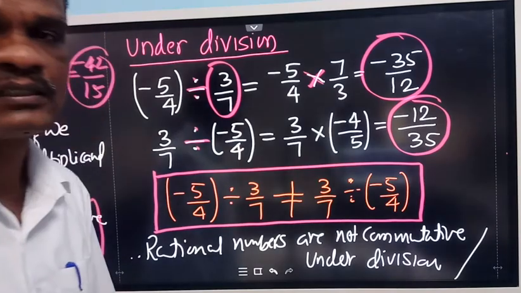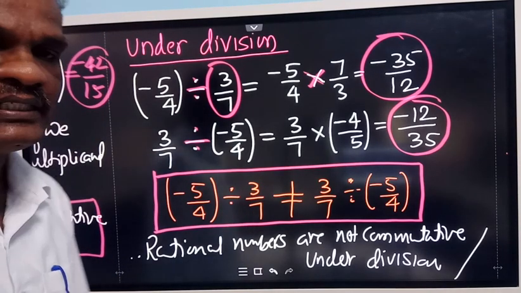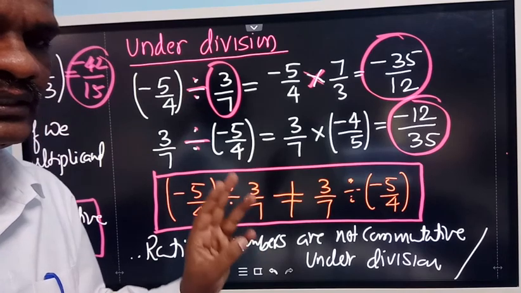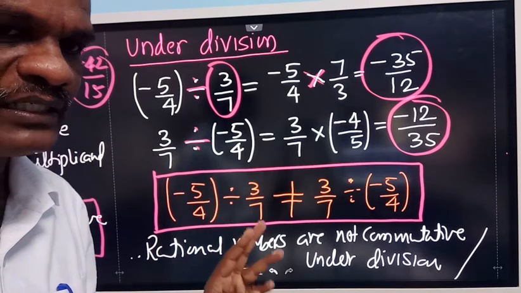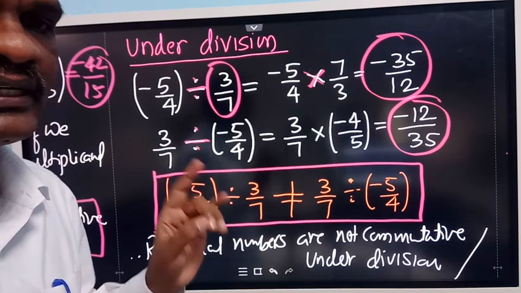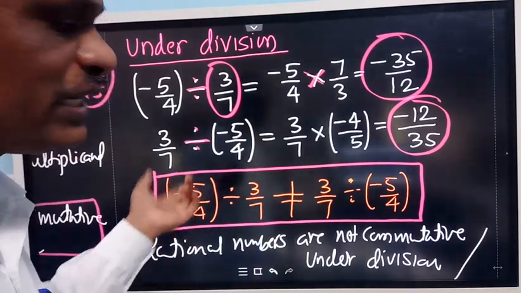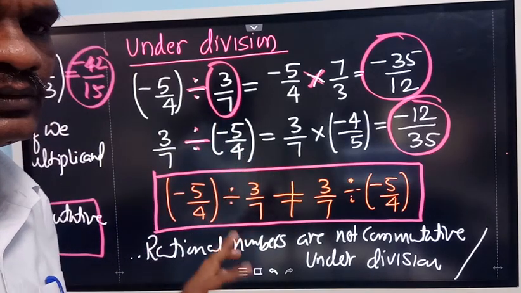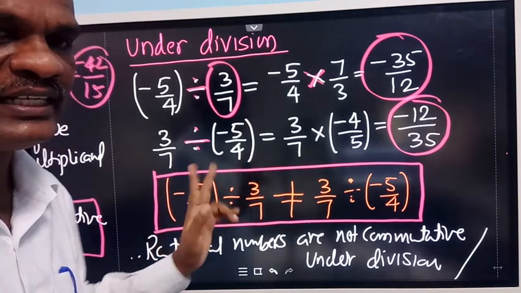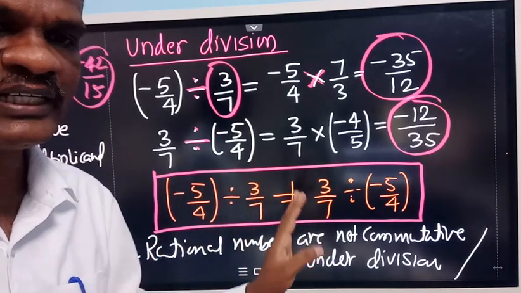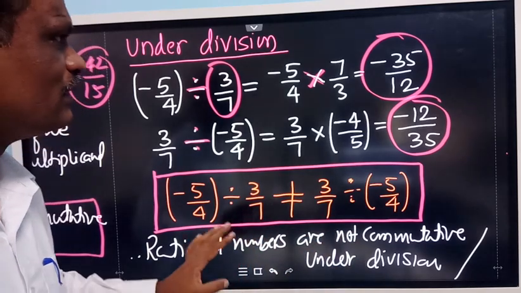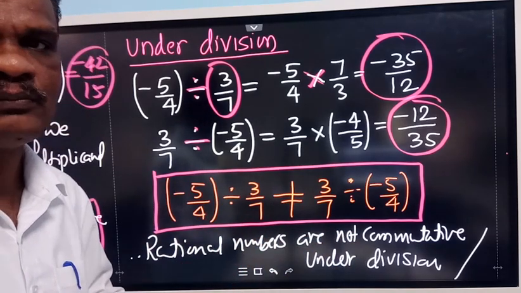So we studied the closure property, we studied the commutative property. Under the commutative property, rational numbers are commutative under addition, rational numbers are commutative under multiplication. But rational numbers are not commutative under subtraction and division. So it holds good in two places and does not hold good in another two places. Addition and multiplication commutative, subtraction and division not commutative. Okay, so this is about the commutative property.